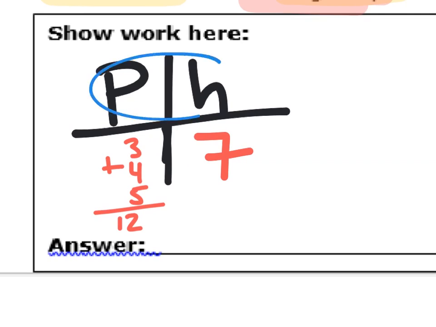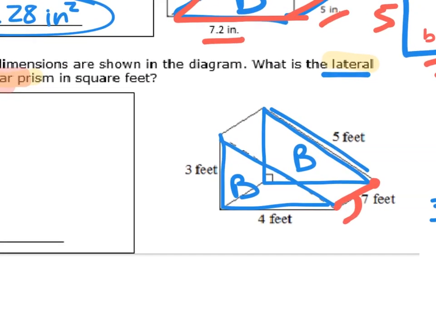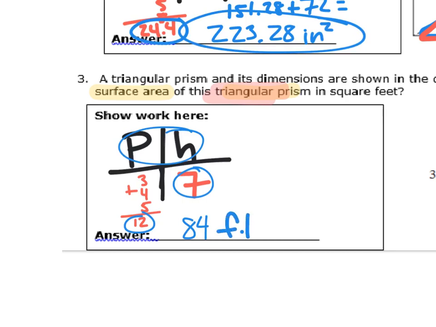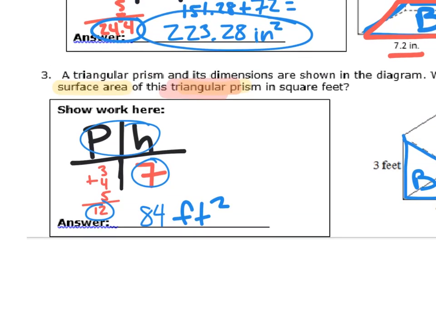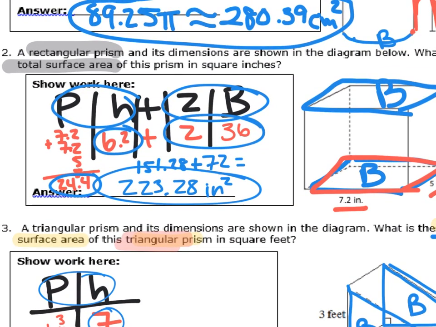And P and H are next to each other, so we're going to go ahead and multiply these two. 12 times 7. Let me see. 12 times 7 is 84. And then our unit is going to be feet. We're talking about surface area, so feet squared. And let's go ahead and go on to the next page, my previous page. Capital B. Over here, it was the area of the base.